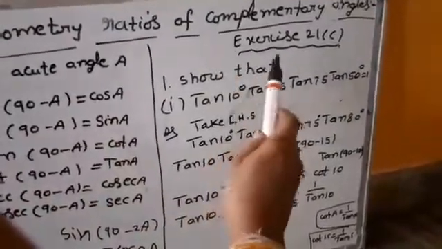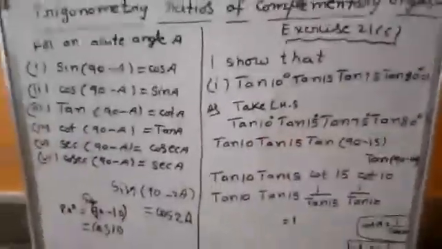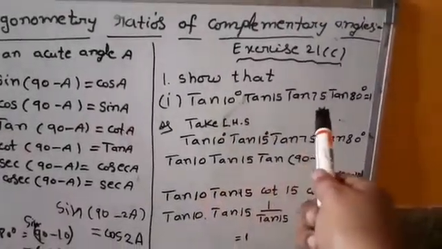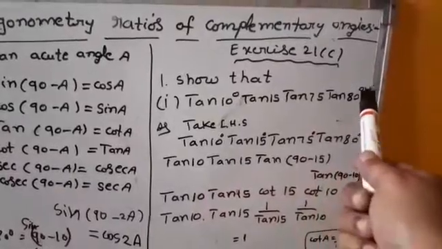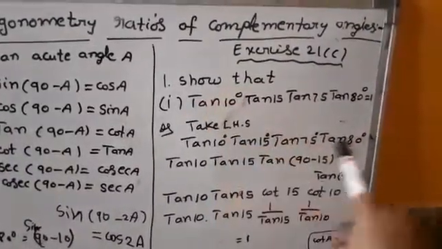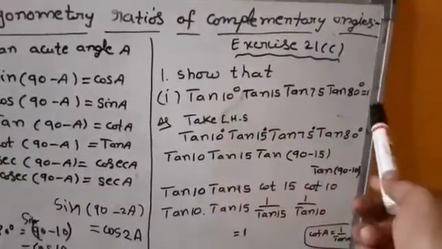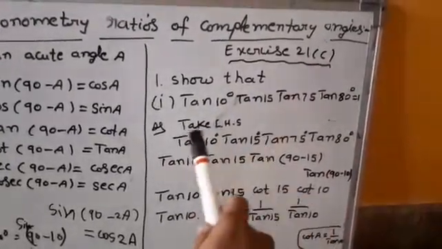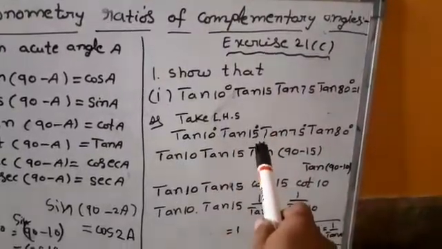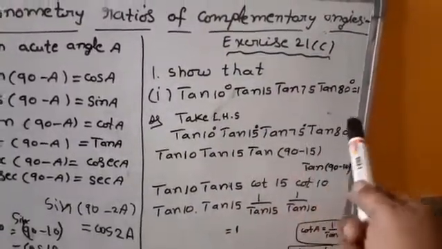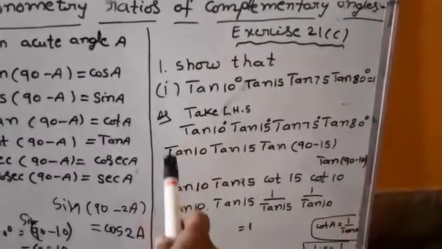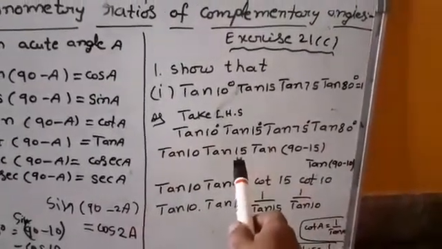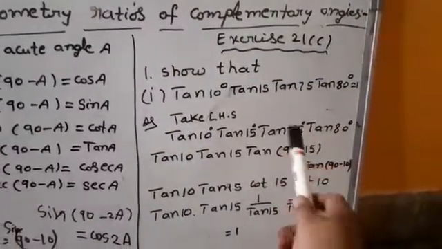Exercise 21C. Tan 10 degrees into tan 15 degrees into tan 75 degrees into tan 80 degrees equal to 1. This is the LHS part and this is the RHS part. First we have to take the LHS part: tan 10 degrees into tan 15 degrees into tan 75 degrees into tan 80. Tan 10 degrees we write the same as it is. Tan 15 also the same. Next, tan 75 we should write.